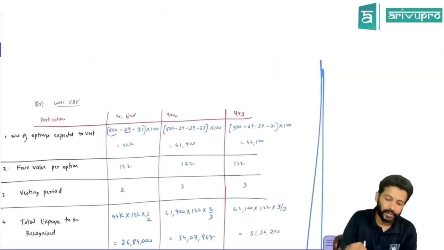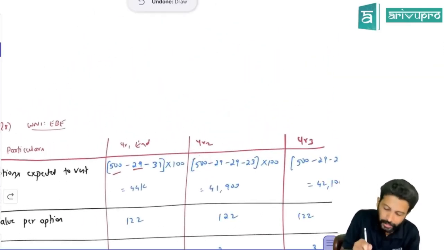Now do the same thing for the second year. In the second year, 500 employees were there. In the first year, 29 already left.